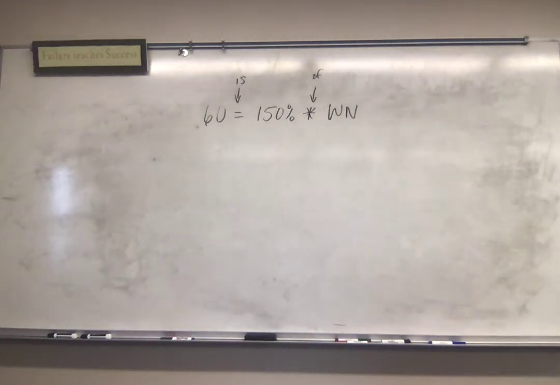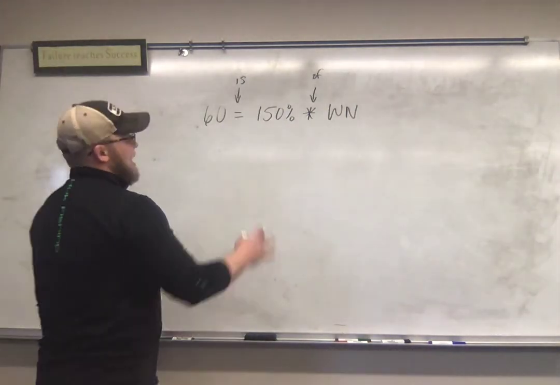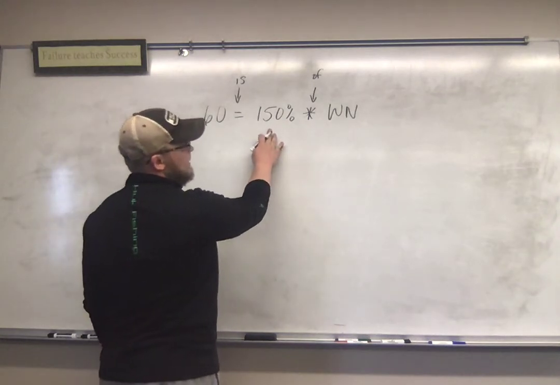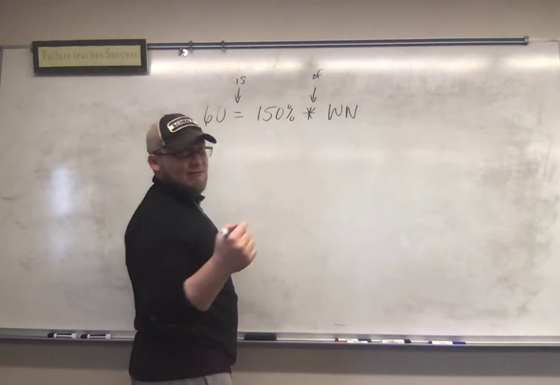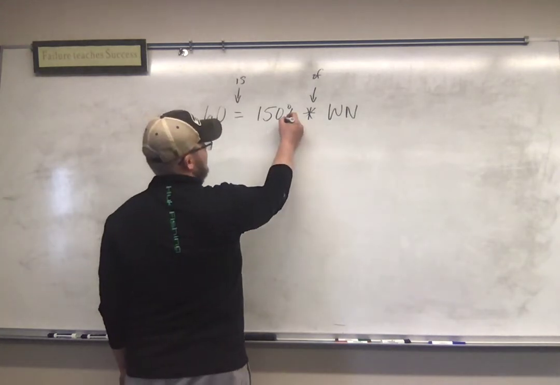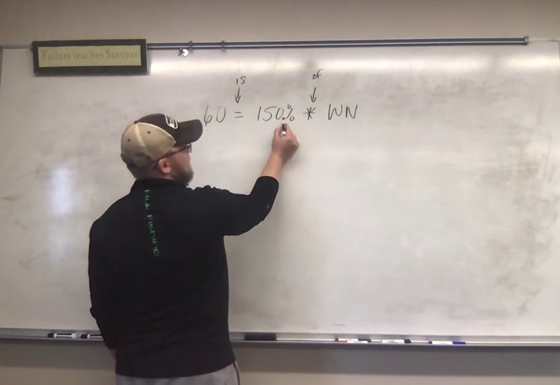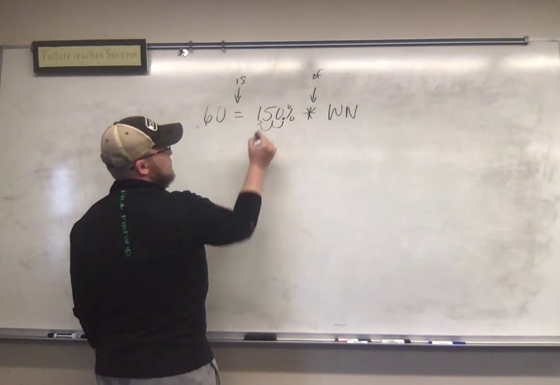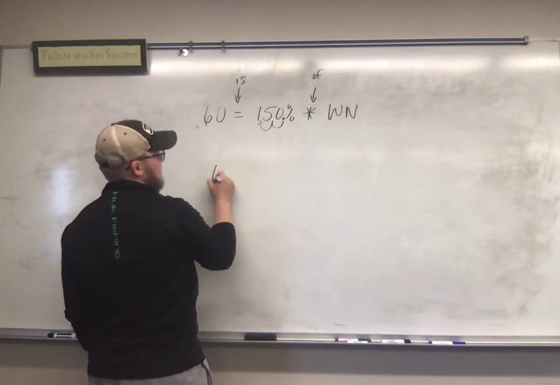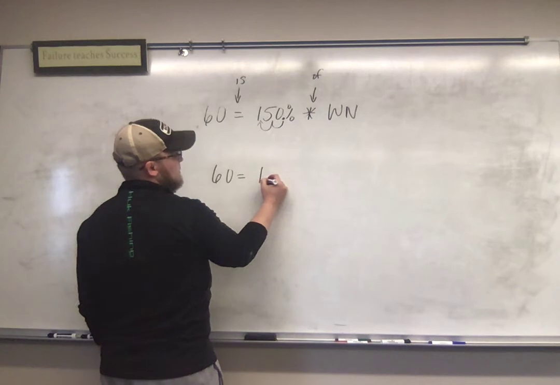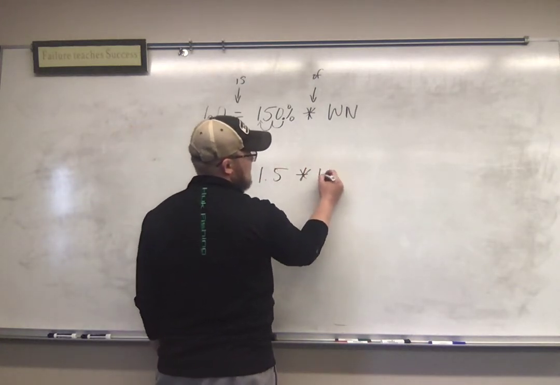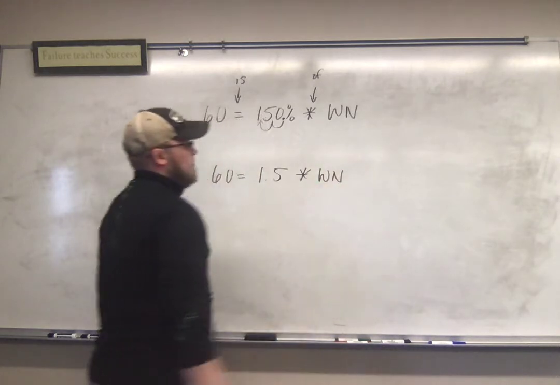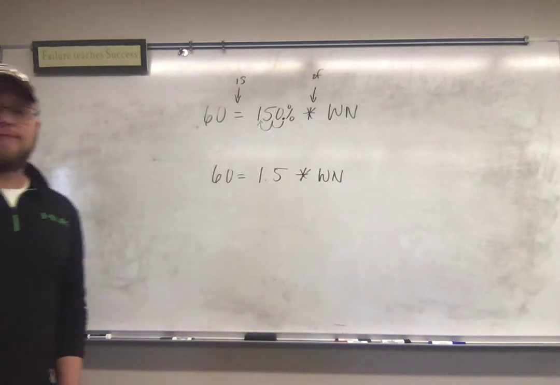Okay, so again, how do we solve this? Well, we have to make our percent a decimal. And we know to go from percent to decimal, we need to move it twice to the left, so the decimal is right there. We're going to move it 2 spots, which is going to say 60 equals 1.5 times a number we don't know yet.